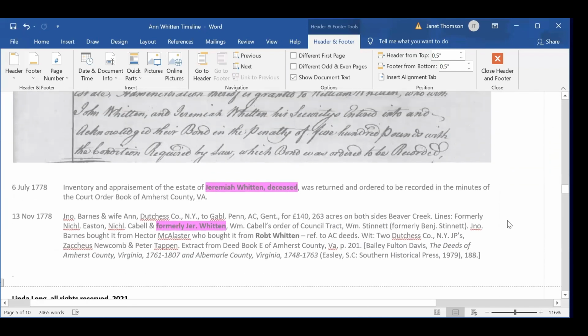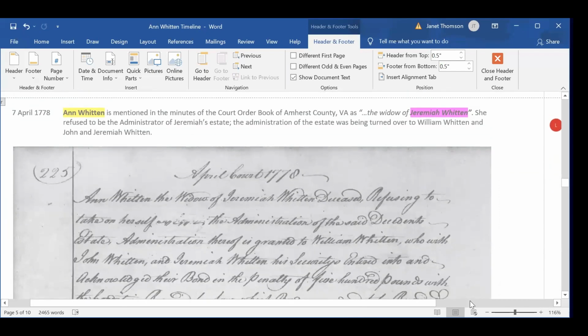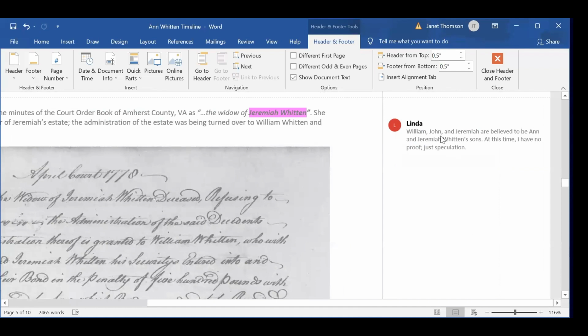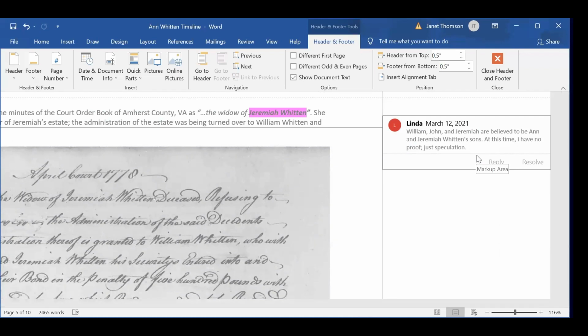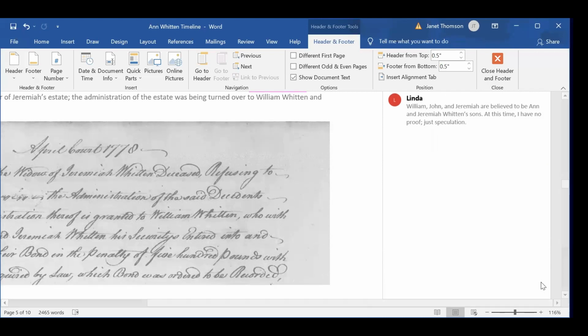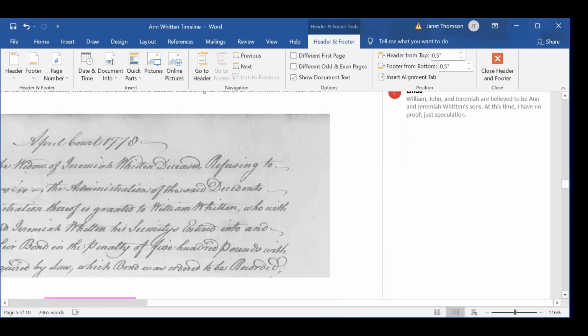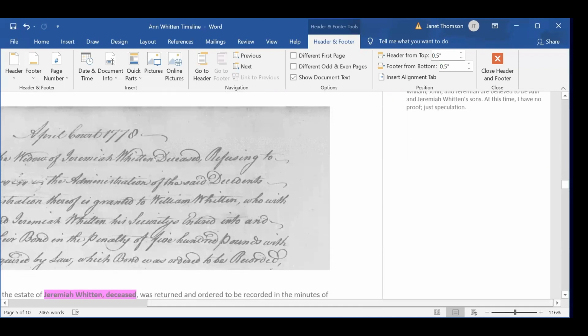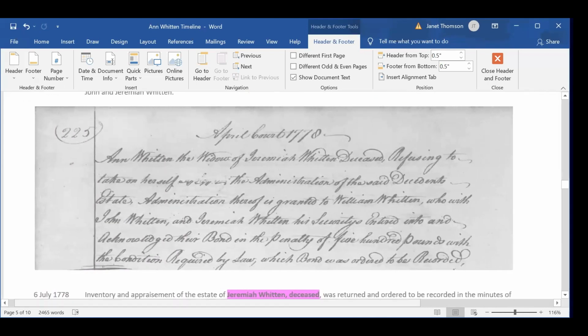Yeah. And just so you can see, that's why I put like here that they are believed to be her sons. I mean, it's logical, but I haven't seen the will, which supposedly names them as sons, but that would be logical based on how things were done in those days. But so how many wills did you have to read to get to this one? A few, mostly the court order books.